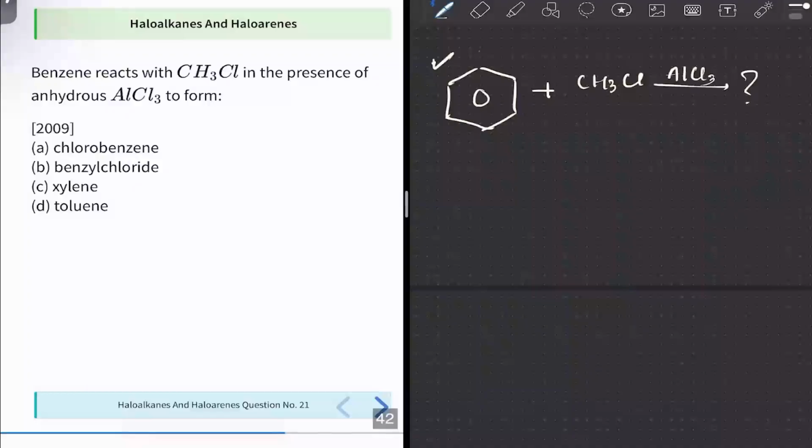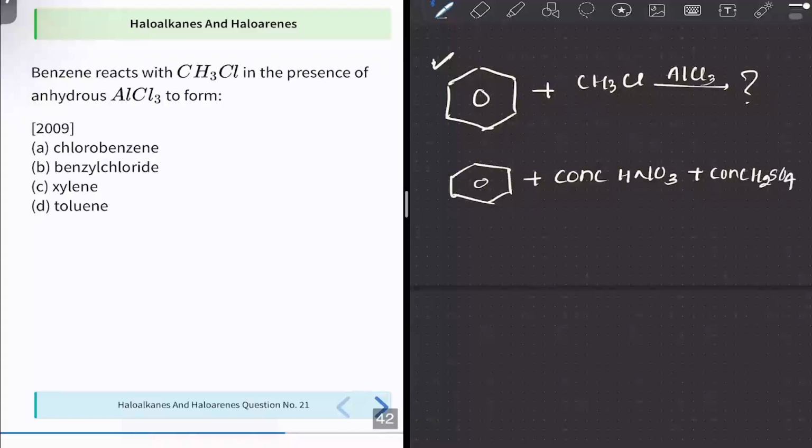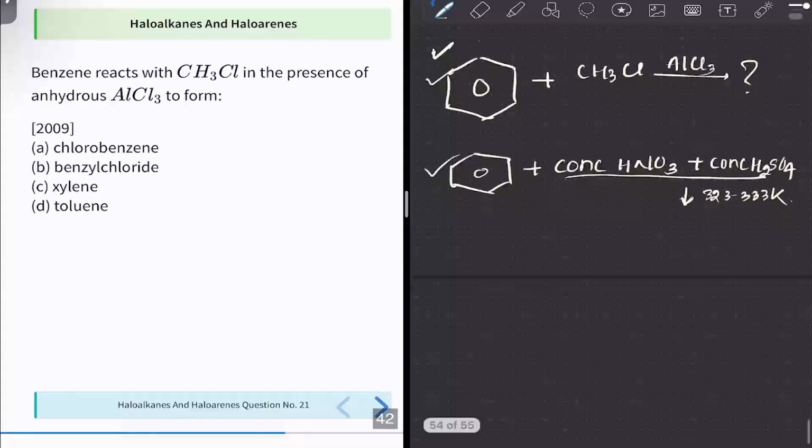Similar examples are benzene reacting with concentrated HNO3 and concentrated H2SO4. These mixtures are called the nitrating mixture. At 323 to 333 Kelvin, this will give an electrophilic substitution product. So these are examples of electrophilic substitution reactions. What will be the mechanism now? We'll study.